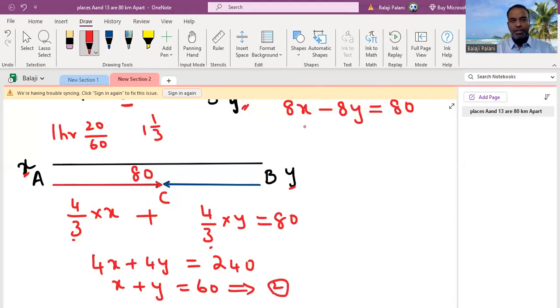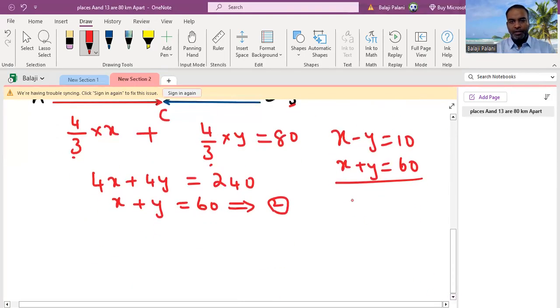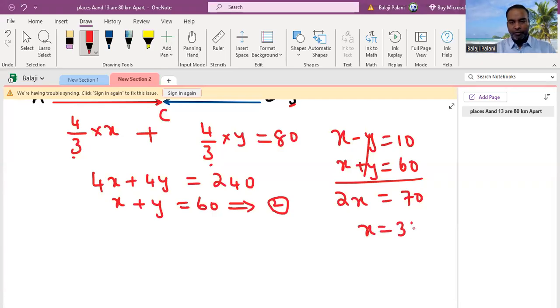And the first equation, we will reduce by dividing throughout by 8. x minus y is equal to 10. This is equation 1. Very simple. Now, by eliminating using equations 1 and 2, you will get the speeds of the cars from point A and point B. Let's do that now. x minus y is 10 and x plus y is 60. So we'll just add to get rid of y here. 2x is equal to 70. x is equal to 35.